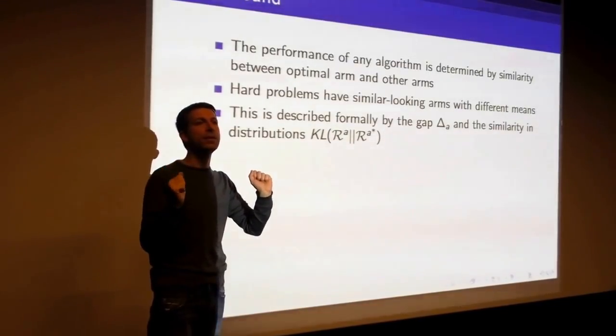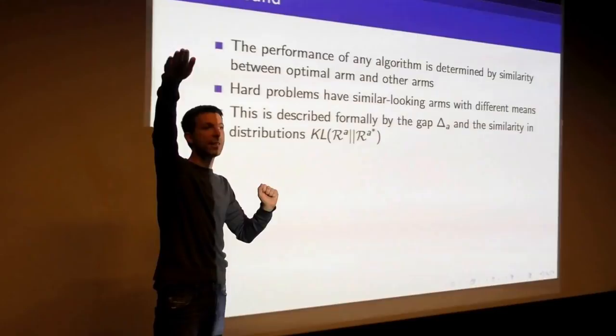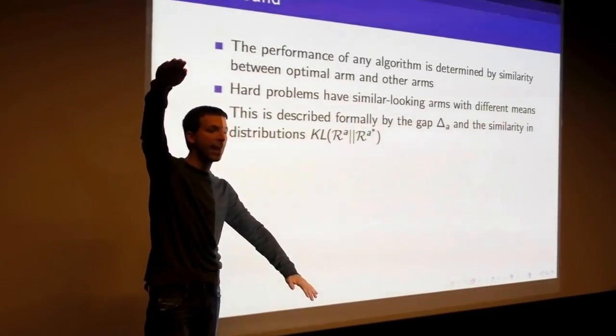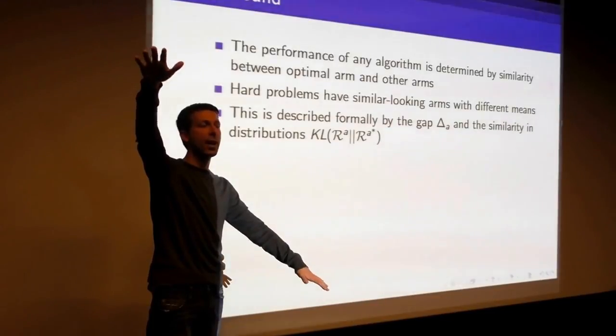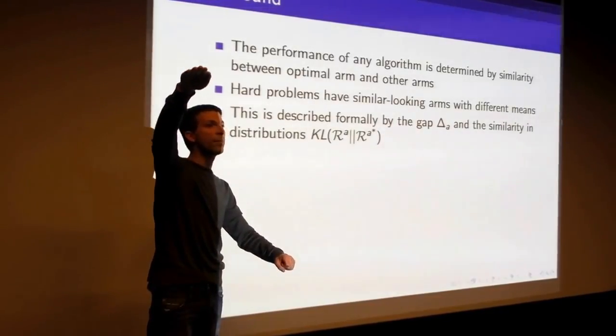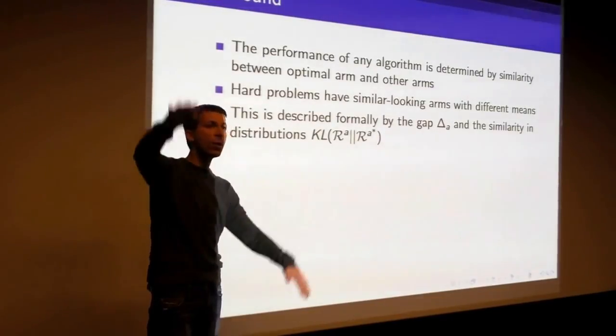So what's an easy problem? An easy problem is one where you've got one arm that's obviously good, one arm that's obviously bad. You try this once and it gives you a good answer. You try this once, it gives you a bad answer. You're done. It's easy. Okay? A hard problem is something where you've actually still got one arm that's much better than the other, but there's a lot of noise on these things.